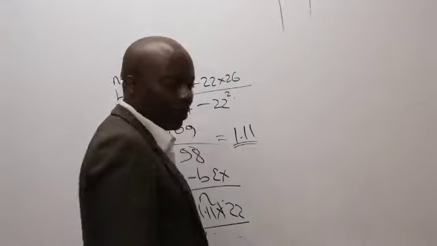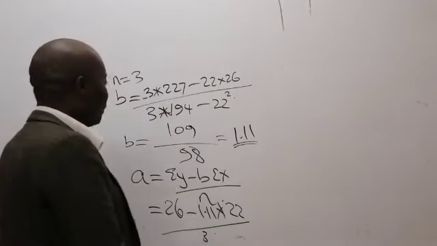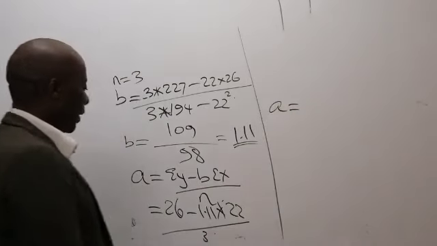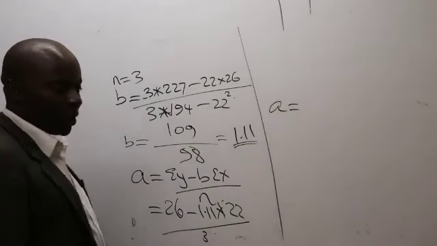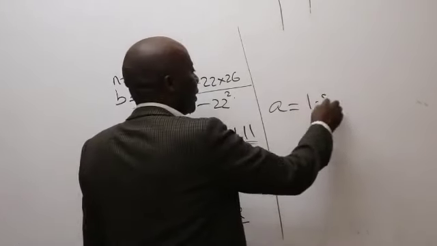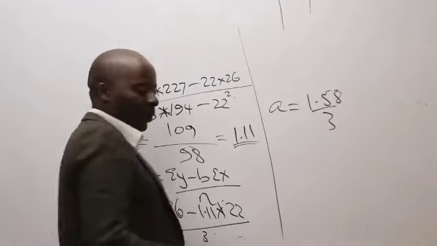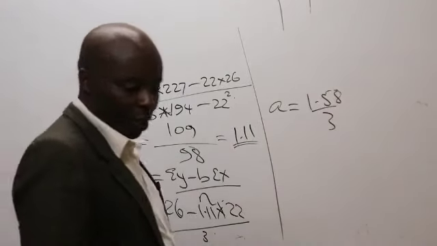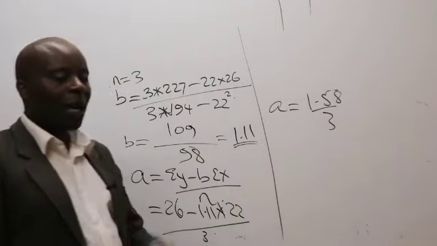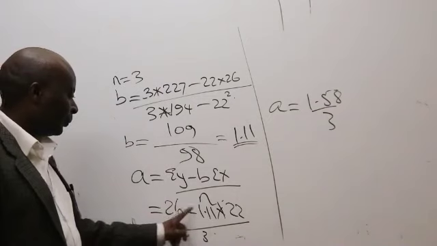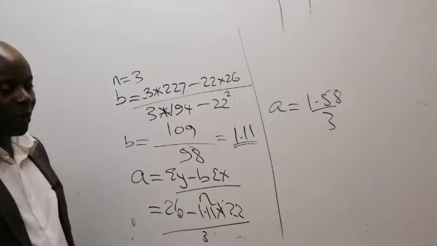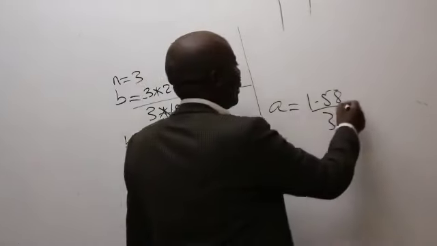Tell me what is the numerator. So my A here will be equal to 26 minus 1.11 times 22, which gives me 1.58. 1.58 divided by 3. So first of all, ensure that you always work out the numerator. After you get the numerator, now you divide. So we're getting 0.57. Thank you very much.